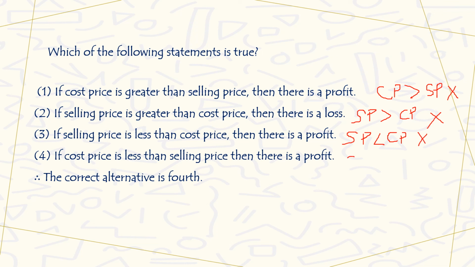If cost price is less than the selling price, then it will be a profit. Yes, it is true. So the correct alternative is alternative number 4. That is, if you have to have a profit, you should have selling price more and cost price less. Understood? I hope this is clear to all my students.